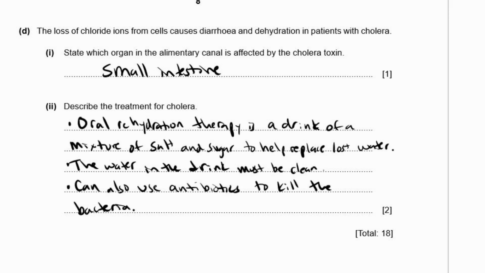So oral rehydration therapy is a drink of a mixture of salt and sugar to help replace lost water. The water in the drink must be clean, because generally when you get cholera, you get it from dirty water. So that's an important point. And you can also use antibiotics to kill the bacteria. All right, let's move on to the next question.